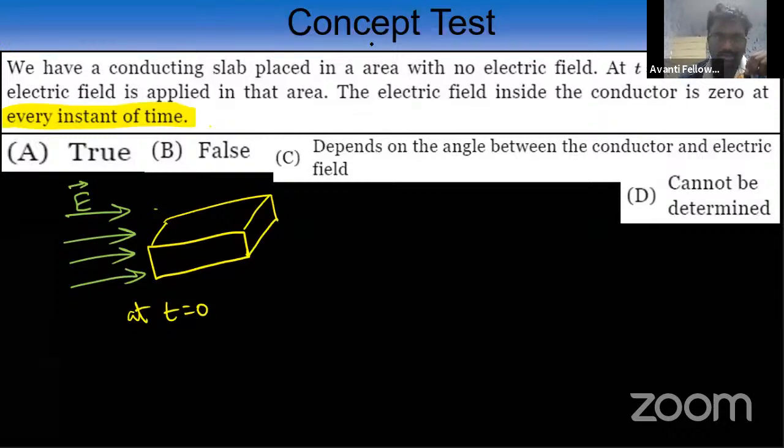If you have understood this, try to answer. So we have a conducting slab which is placed. Now we have some electric field which is incident on that slab. The question is, at t equals 0, when we apply the uniform electric field, the electric field inside the conductor is 0. Is it 0 at every instant of time? Come on guys, tell me. It should take less than 30 seconds.